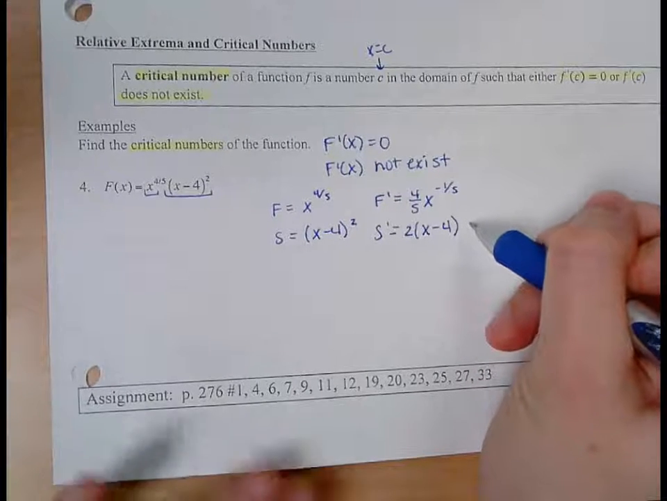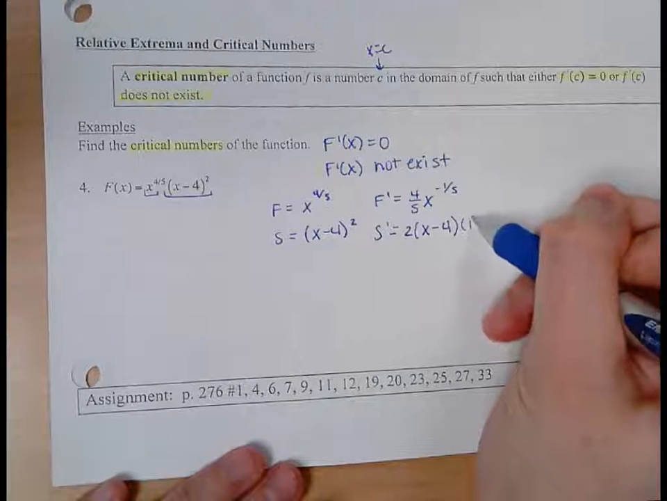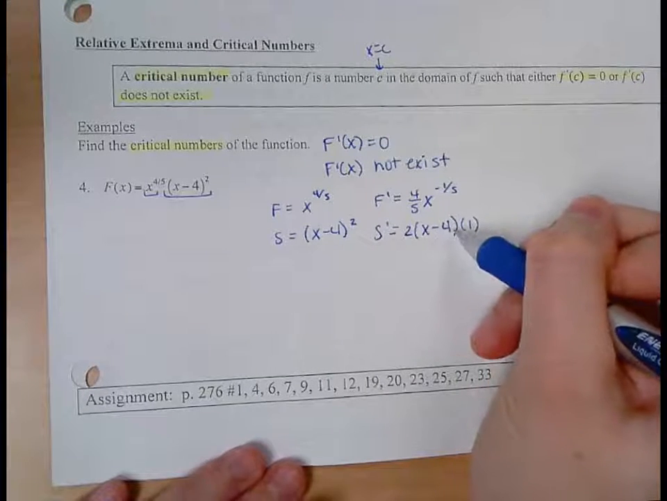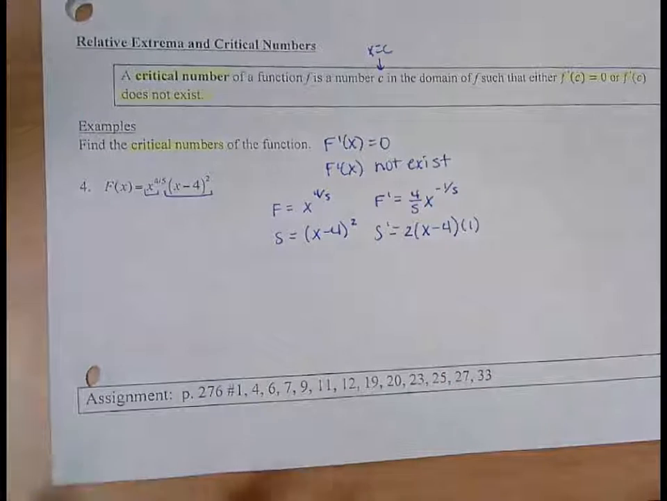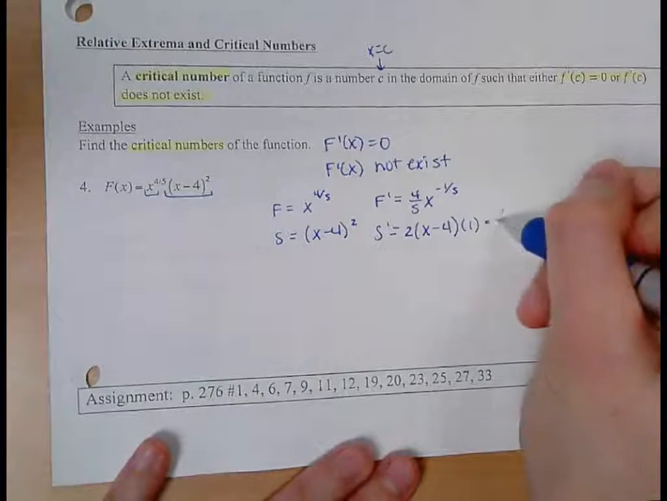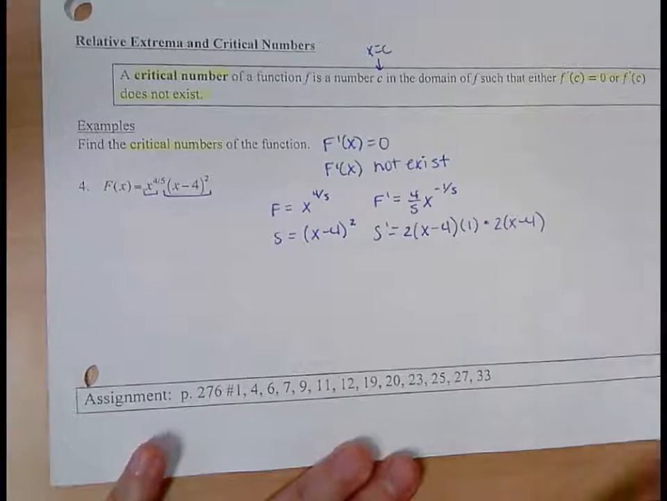Yes, and then don't forget it is the chain rule. Now this is just times 1. The derivative of x minus 4 is just 1. But don't forget that if it, say, was 3x minus 4, that you'd have the times 3 there. So it is just 2 times the quantity x minus 4.